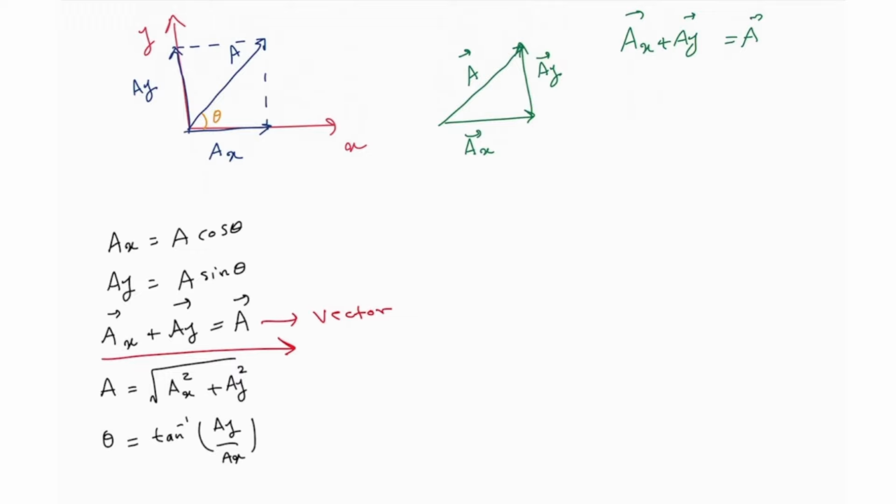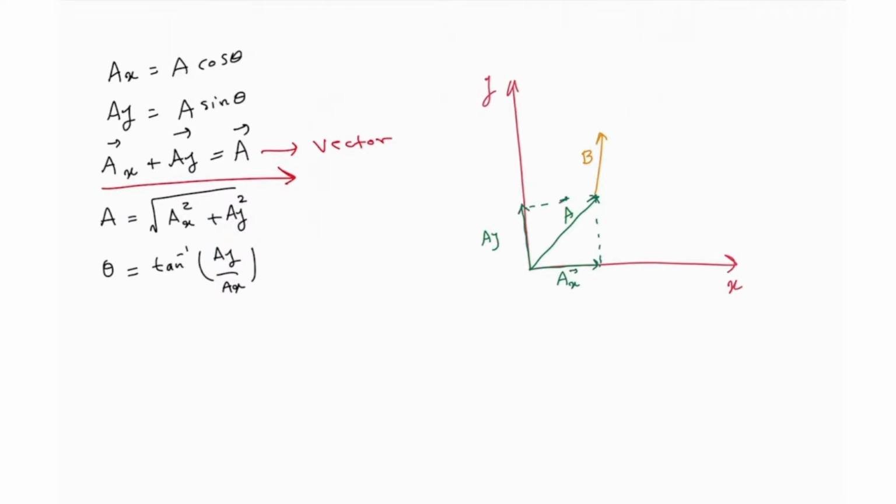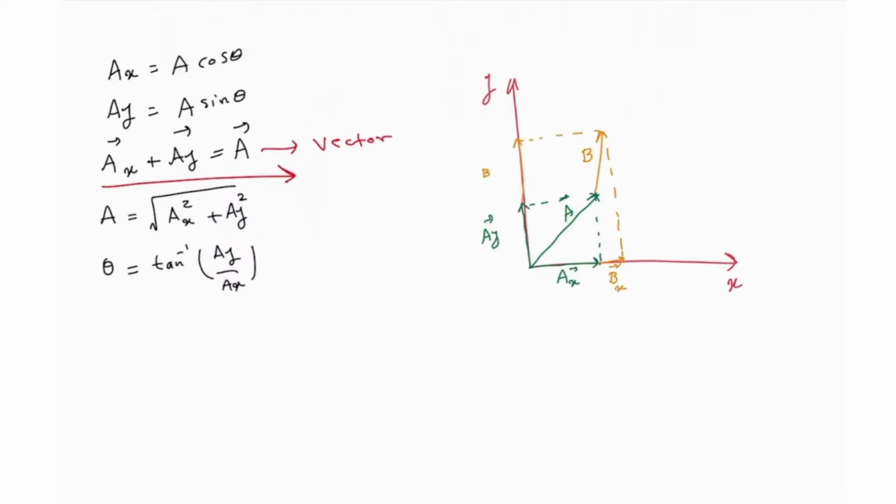Now that we learned about x and y components of a vector, and the relationship between them, let's use the analytical method to add two vectors A and B. So first, I'm going to show A and B in a coordinate system. Let's say this is our vector A, and this is B. I'm going to draw the x and y components of A and B. Now, from the graphical method, we know that the resultant vector is this.